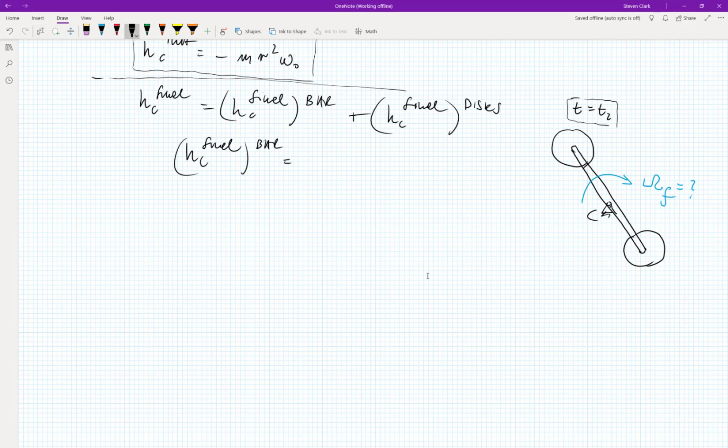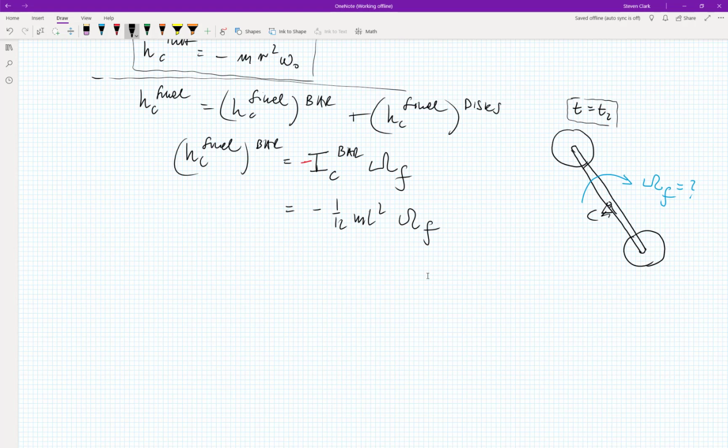So the bar is pinned at point C. I'm going to go for the second definition of angular momentum. So this will be IC of the bar times omega final, negative. And here I can just write minus 1/12 ml squared omega final.